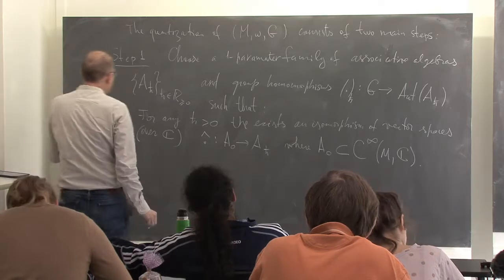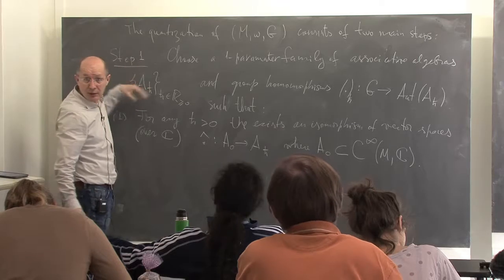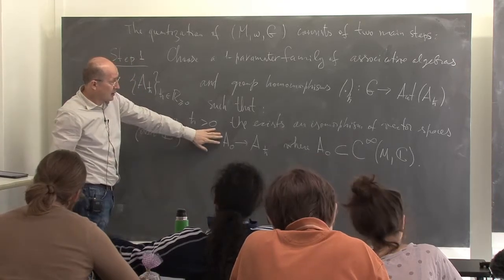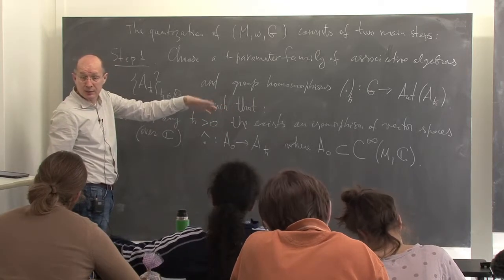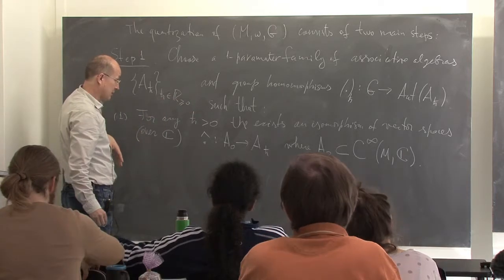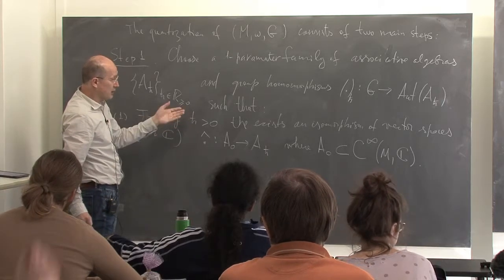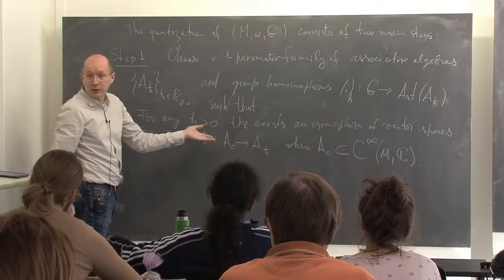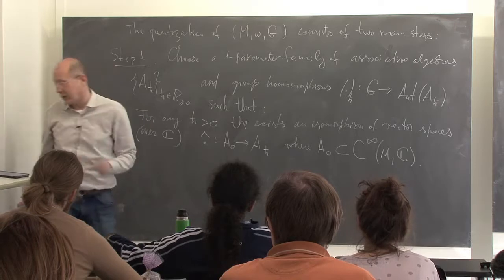Okay, so we distinguish between A0 and all other A sub h bar. For A0, we just say that it should be given by a subalgebra of the algebra of complex-valued smooth functions on our symplectic manifold. And we demand that for any non-zero h bar, as vector spaces, they should coincide with A0. So the only difference is in the multiplication.